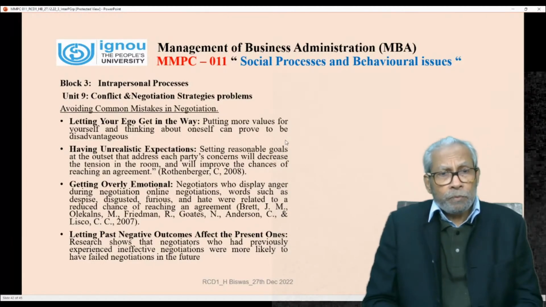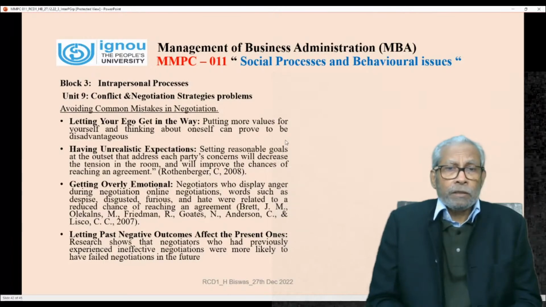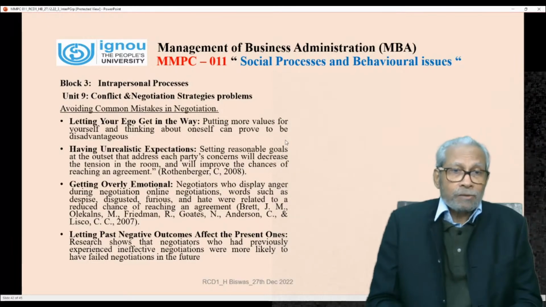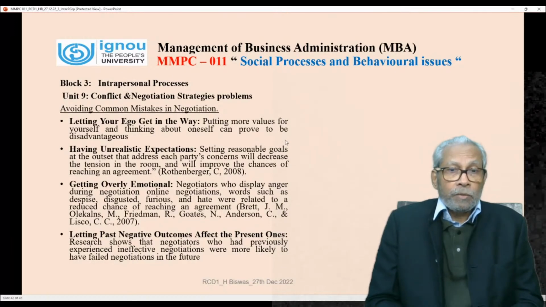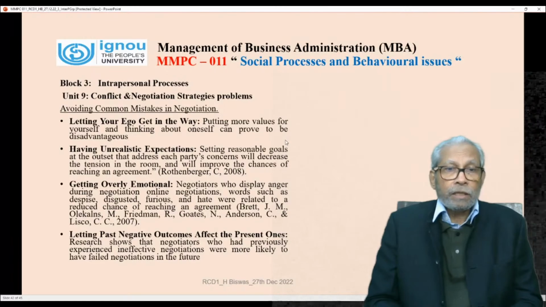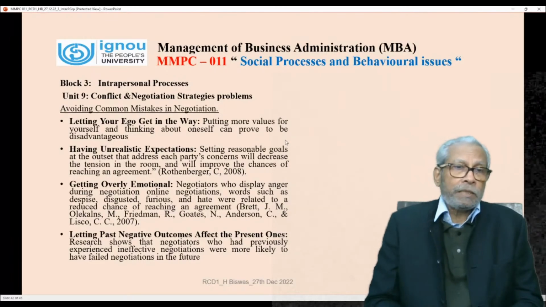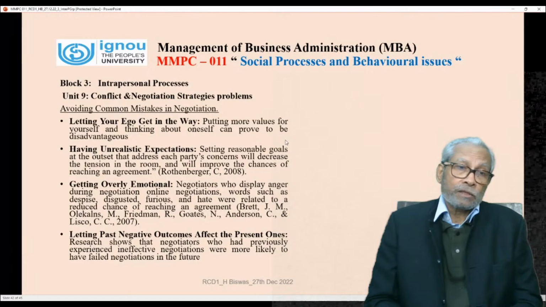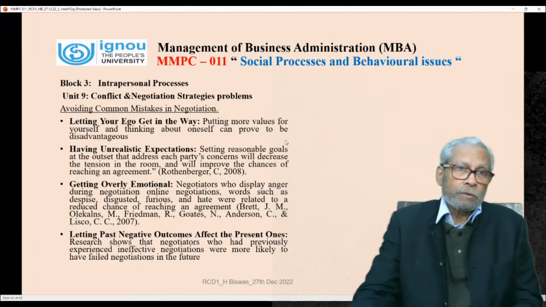Now, letting past negative outcomes affect your present ones. Sometimes we can learn a lot from the past, so you cannot straight away let past negative outcomes affect you. In the present scenario, you have to analyze the past things also, then only you can have a good idea, and it should not be repeated again. Research shows that negotiators who had previously experienced ineffective negotiations were more likely to have failed negotiations in the future. So this is one of the things to be avoided.